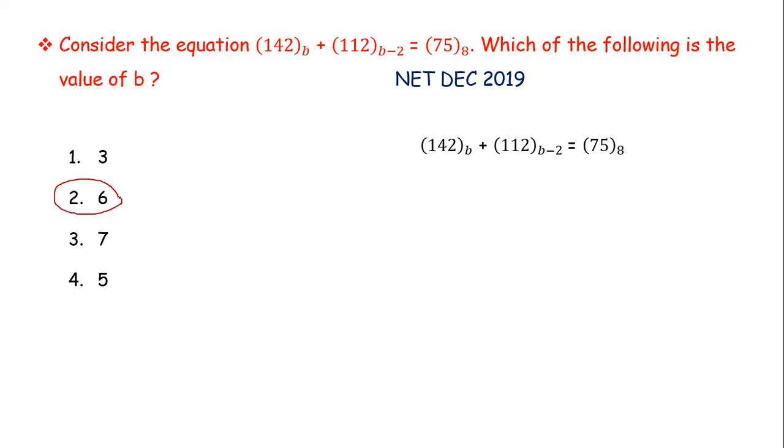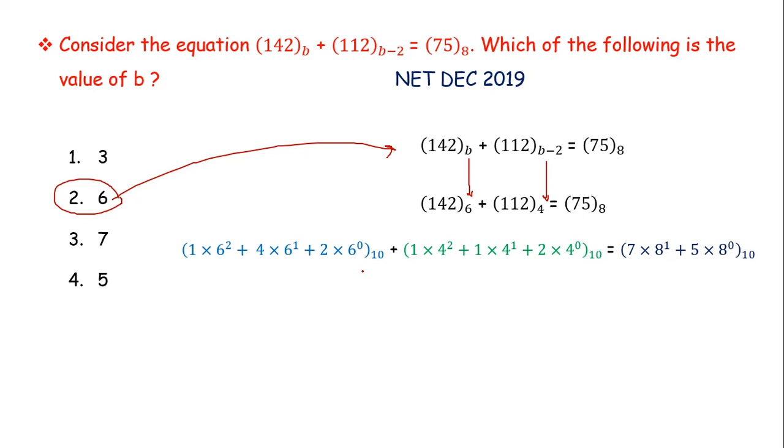Next option is 6. Now just put the value of 6 in this equation. b equals 6. Now the first term will have base 6 and the second term will have base 4, because b minus 2, 6 minus 2, will be 4. Right? Now convert both sides into decimal forms. Same process we are using. When you solve both sides, you will get 61 on the right hand side and 84 on the left hand side. Now 84 is not equal to 61, so b cannot be 6.